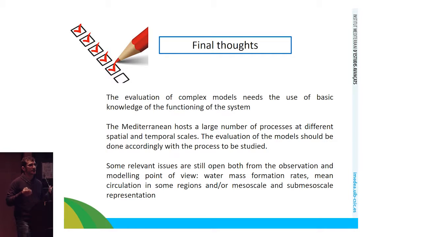And then still, there are different open issues that are also important for the regional models at the basin scale, like the water mass formation rates, the mean circulation, especially in some regions, and the role of mesoscale and submesoscale on the long term. And this is where observations come in. We really need much more observations and a joint effort between the observational studies and the models.